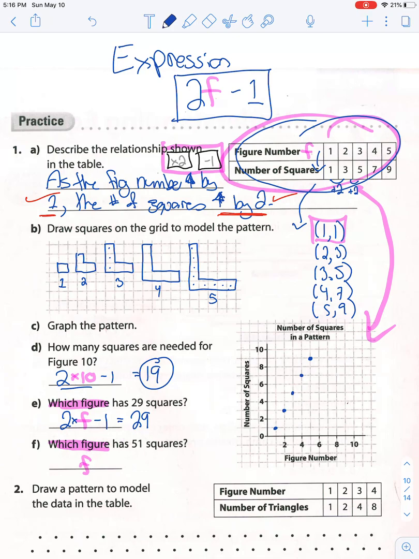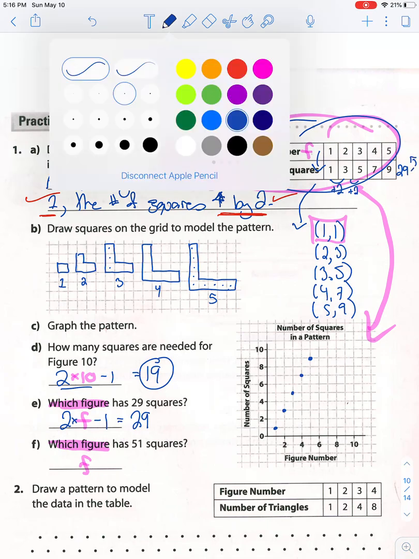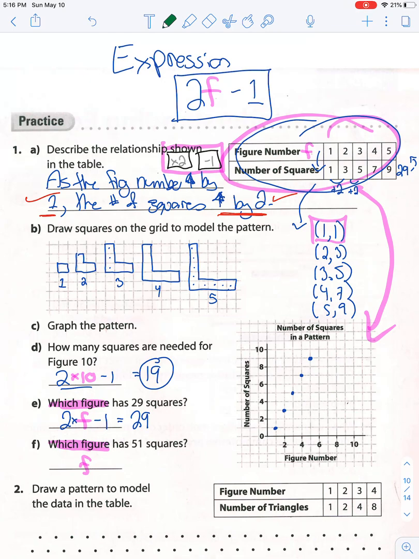So this is where we're going to work backwards through the equation. If we had 29 squares, how do we get backwards from here, right? We need to do the opposite thing. We're going to go backwards through the machine. So rather than doing minus 1, it's going to be plus 1. Rather than multiply by 2, it's going to be divided by 2. So I'm going to do 29 plus 1 is 30. And then 30 divided by 2 is 15, okay?